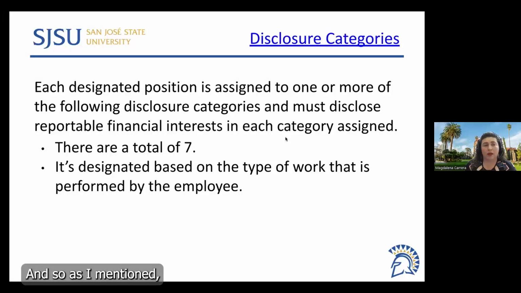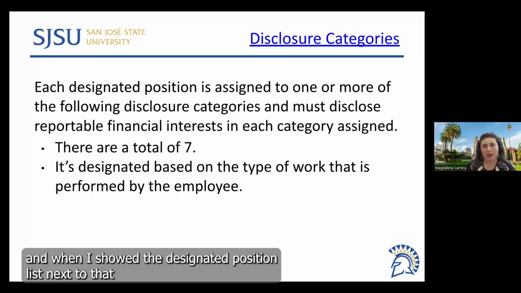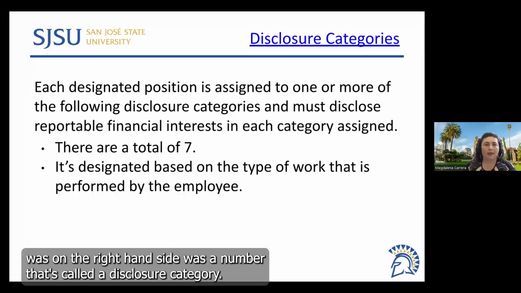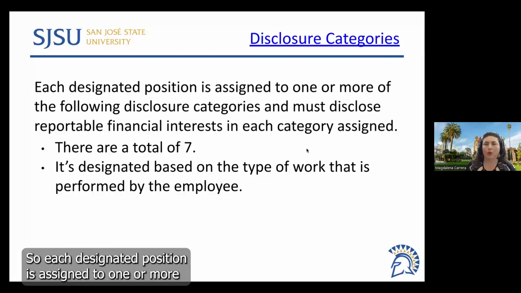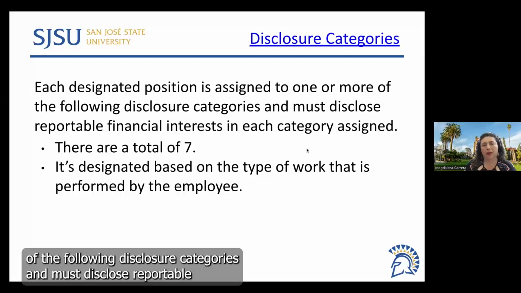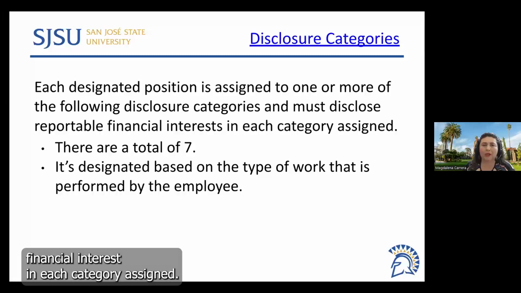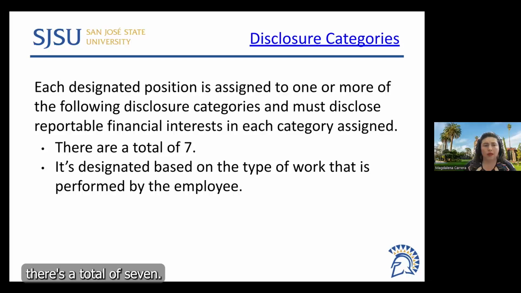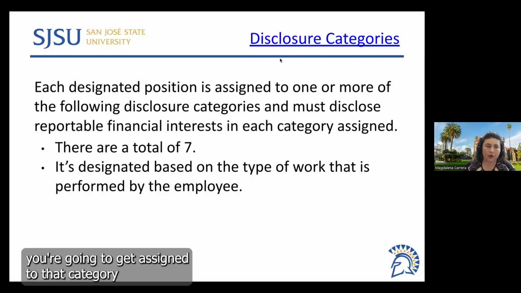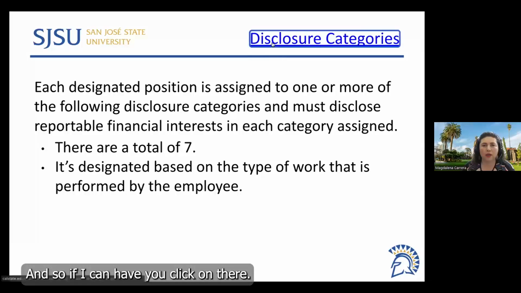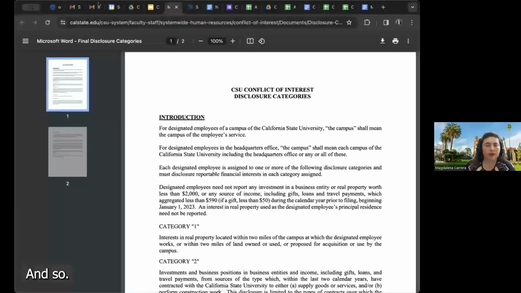As I mentioned, when I showed the designated position list, next to that on the right-hand side was a number called a disclosure category. Each designated position is assigned to one or more of the following disclosure categories and must disclose reportable financial interest in each category assigned. There's a total of 7, and you're going to get assigned to a category based on the type of work that you're performing. If I can have you click on there.